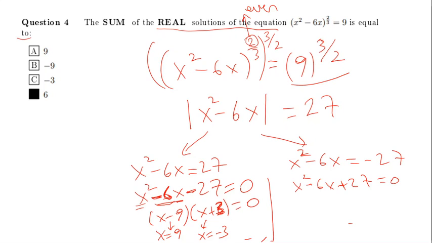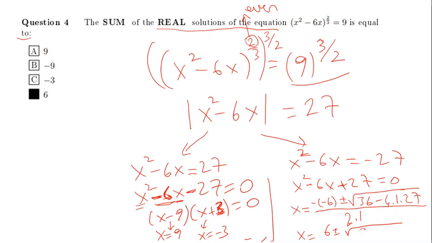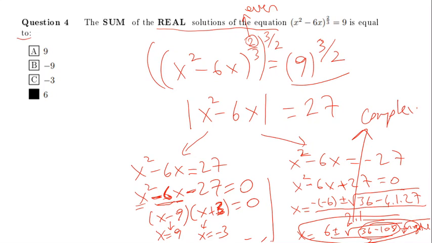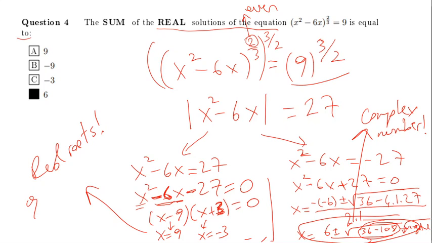Now, the best way is to use the quadratic formula here. The quadratic formula will give you minus minus 6 plus minus square root of 36 minus 4 times 1 times 27, divided by 2 times 1. So this will give you x equal to 6 plus minus square root of 36 minus 108, divided by 2. Now you see, a negative here. So when you take the square root of a negative number, this will be a complex number. So we have complex roots here. The only real roots are those. So the real roots are 9 and minus 3. So when you add them, you will get 6.